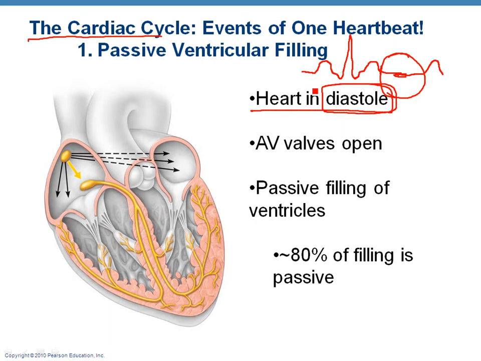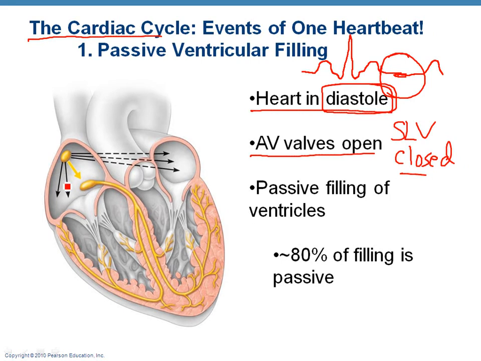Now, at this time, your AV valves are open. Your bicuspid and your tricuspid valves are open. Your semilunar valves are closed. They're closed when the heart is completely in diastole.